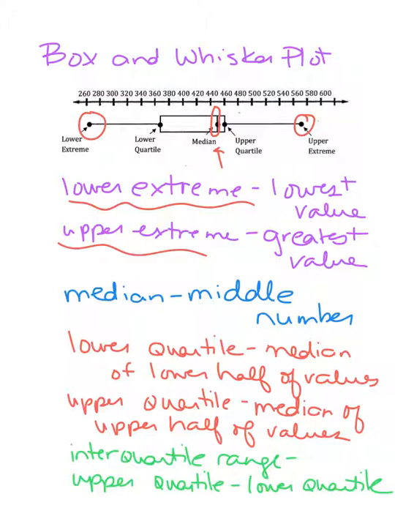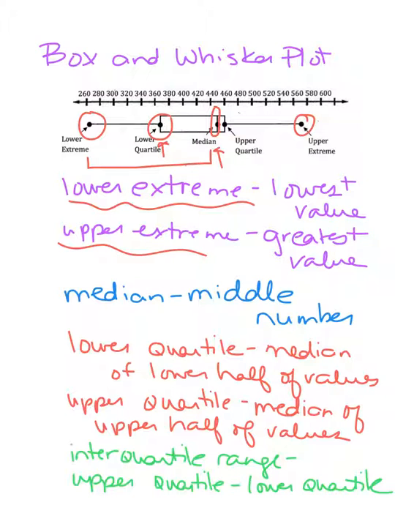Our lower quartile is the median, or the middle of the lower half of the values. So we're going to take all values from the lower extreme up to the median, but not including the median. Then we find the middle number of those values, and that's where we get the lower quartile. That's the left-hand side of the box.